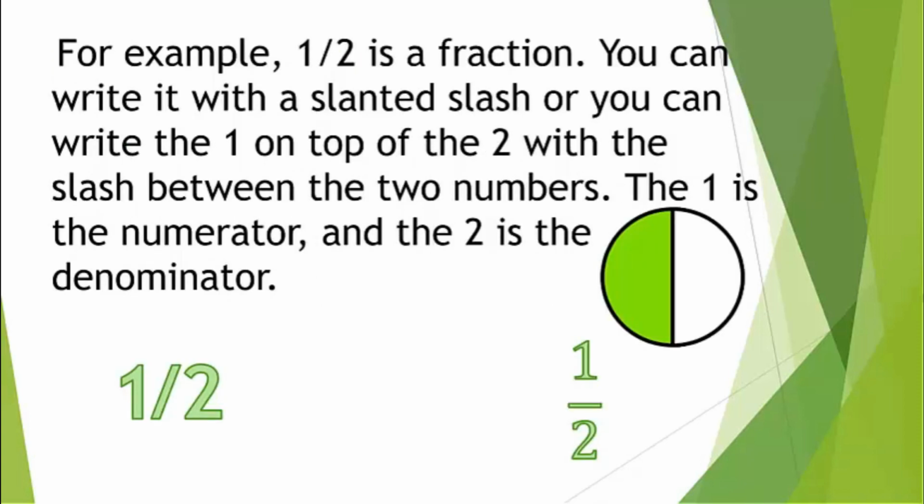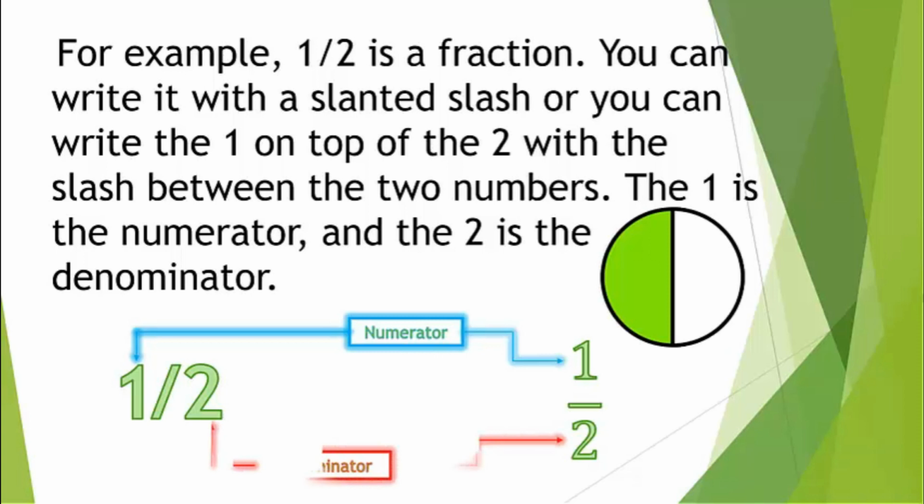For example, 1 by 2 is a fraction. You can write it with a slanted slash, or you can write the 1 on the top of the 2 with the slash between the two numbers. The 1 is the numerator and the 2 is the denominator.